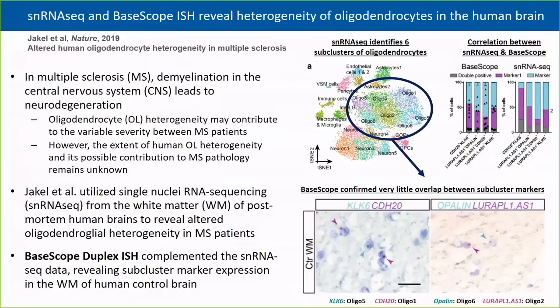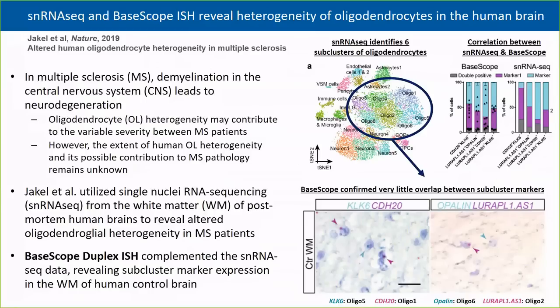In multiple sclerosis, demyelination of the central nervous system leads to neurodegeneration, but the severity of MS between patients is highly variable, and the disability does not correlate well with the extent of demyelination, suggesting that other factors contribute to this variability. One such factor could be oligodendrocyte heterogeneity, as oligodendrocytes myelinate axons. However, the extent of human oligodendrocyte heterogeneity and its possible contribution to MS pathology remains unknown.